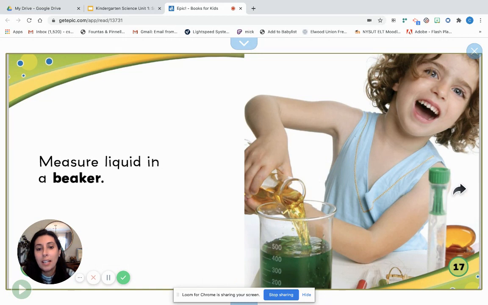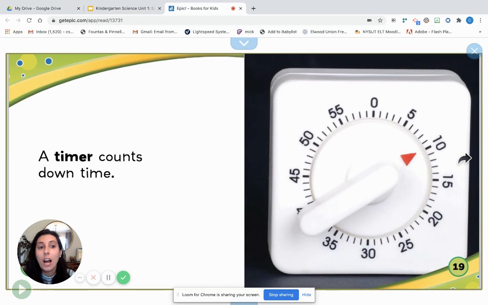Measure liquid in a beaker. Look, here's a beaker. We just turned ourselves into a beaker. The beaker we turned ourselves into looked different than this one, but this is also a beaker. They come in many shapes and sizes. A timer counts down time. I bet many of you have a timer at home.